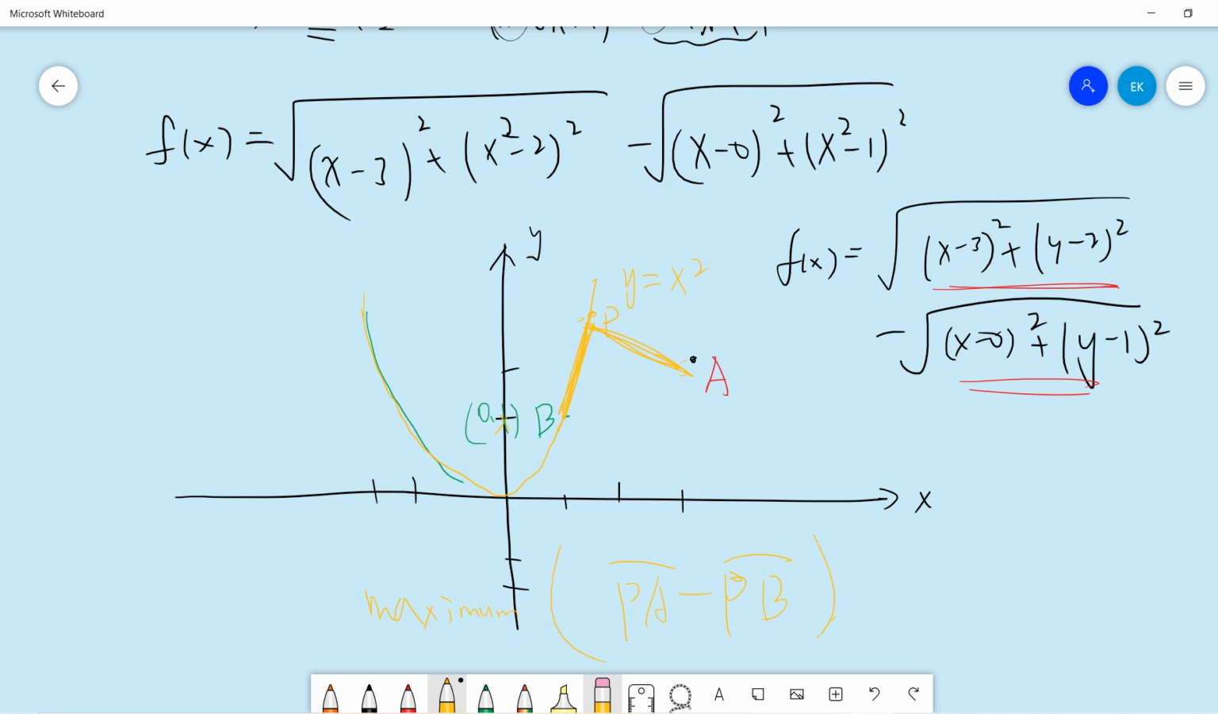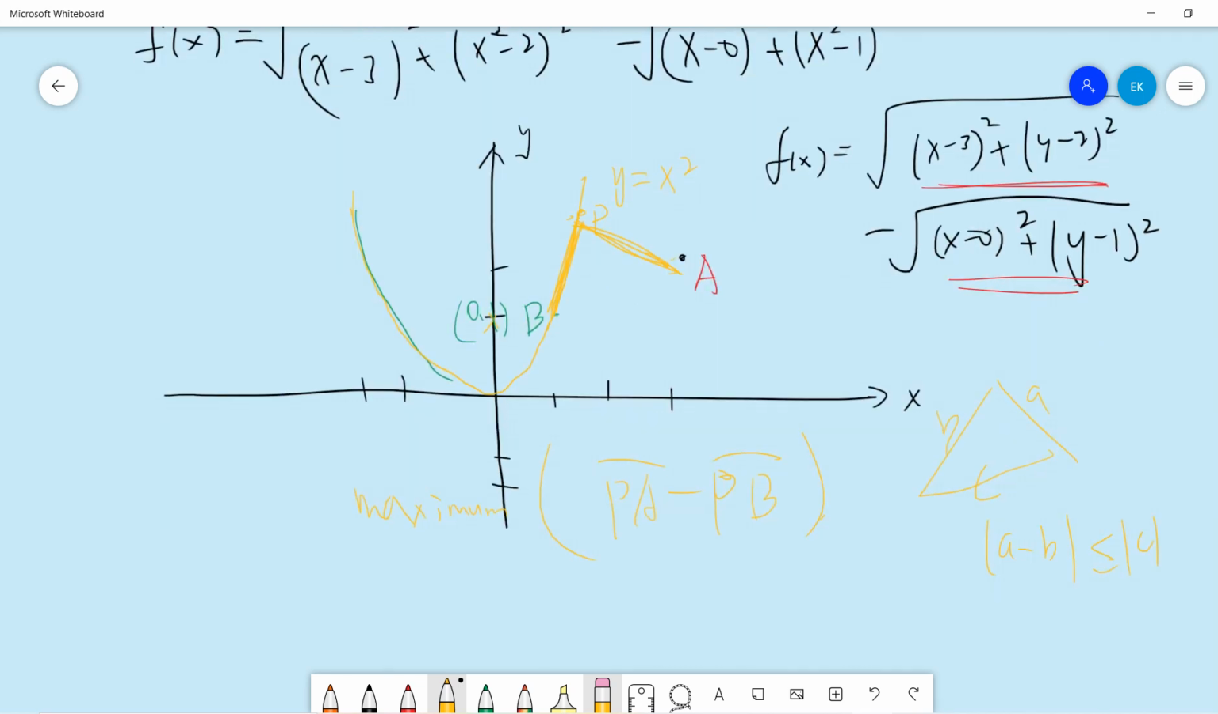From elementary school, you know that in a triangle ABC, the absolute value of A minus B should be less than or equal to C. So the maximum of PA minus PB should be less than or equal to AB. So the answer will be the square root of 3 minus 0 squared plus 2 minus 1 squared, which is the square root of 10.